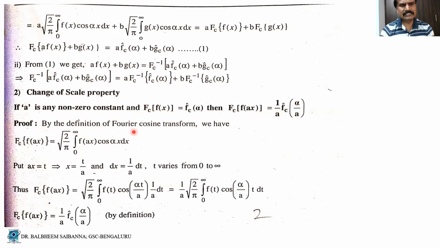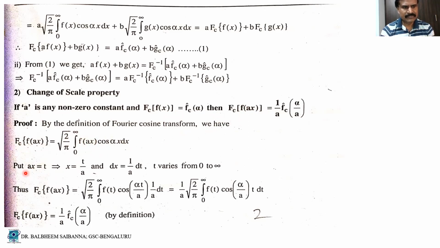Proof: by definition of the Fourier cosine transform, F_C of f(ax). In the Fourier cosine transform, wherever f(x) is there, just substitute f(ax). Then F_C of f(ax) is equal to root of 2 by pi integral 0 to infinity f(ax) cos alpha x dx. Now we should take the substitution.